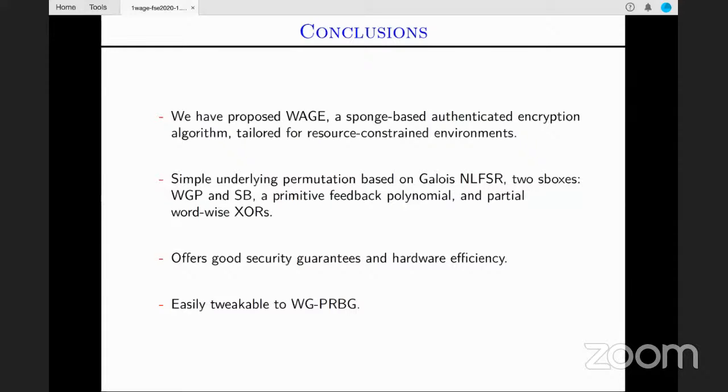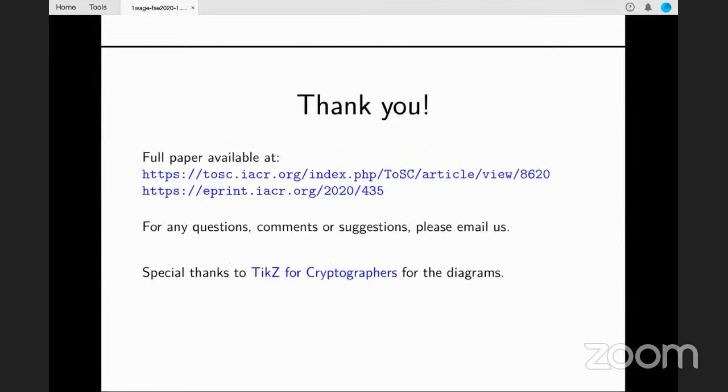So to conclude, we have proposed WAGE, a sponge-based authenticated encryption, which is mainly designed for resource-constrained environments and in particular for ASICs. The underlying permutation is very simple. It consists of a Galois NLFSR, two S-boxes, a primitive feedback polynomial, and some word-wise XORs for diffusion. And it offers good security guarantees and it's hardware efficient. And finally, it can be easily tweaked to a pseudo-random bit generator based on the WG stream cipher. So thanks a lot.